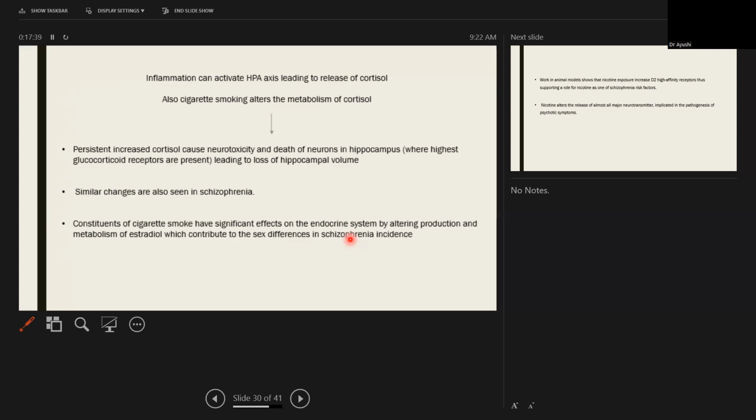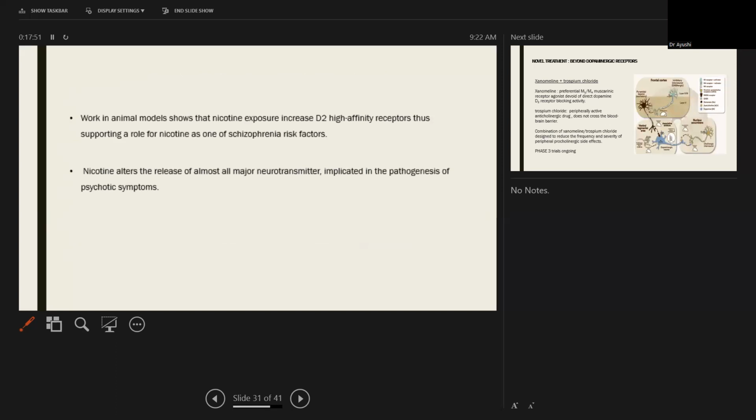The constituents of cigarette smoking have significant effect on the endocrine system by altering production and metabolism of estradiol, which contributes to sex differences in schizophrenia. Now, work in an animal model shows that nicotine exposure increases D2 high affinity receptors, thus supporting the role of nicotine as one of the schizophrenia risk factors. Nicotine also alters the release of almost all major neurotransmitters implicated in the pathogenesis of psychosis.